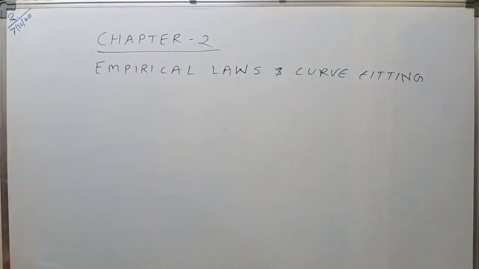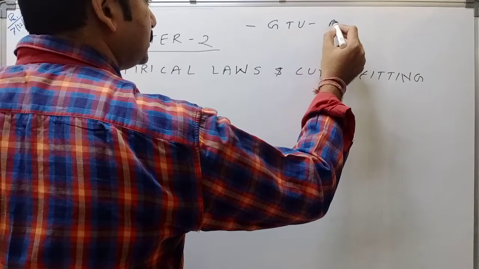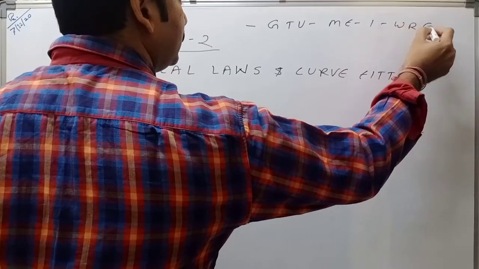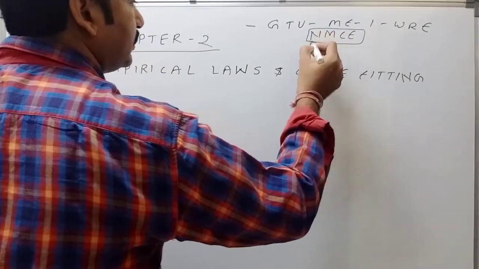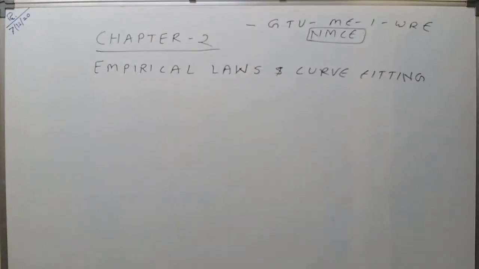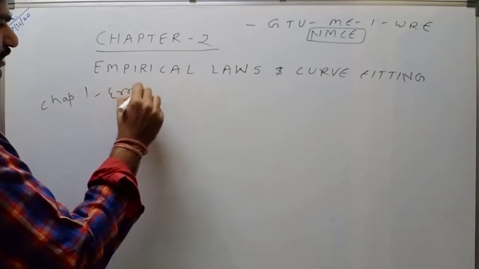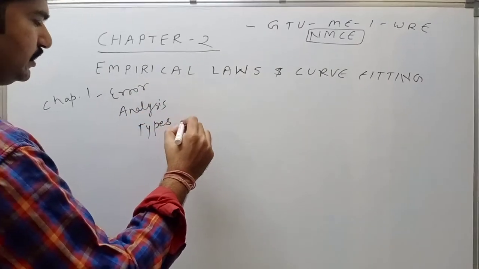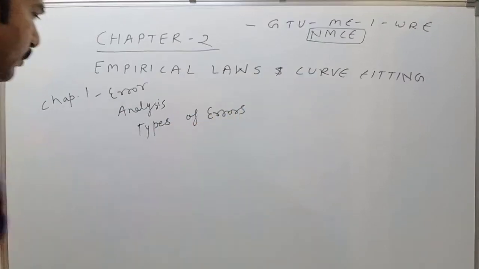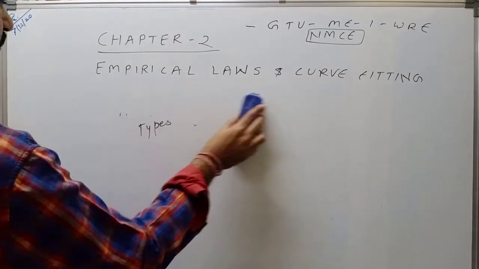used to study. This chapter is introduced in the GTU syllabus, ME WRE SEM-1. The name of this subject is numerical methods in civil engineering, which we have already discussed. This is one of the chapters we are going to study after chapter number 1, which was error and error analysis and the types of errors. We have already covered the types of errors, and now we are going to study empirical laws and curve fitting.